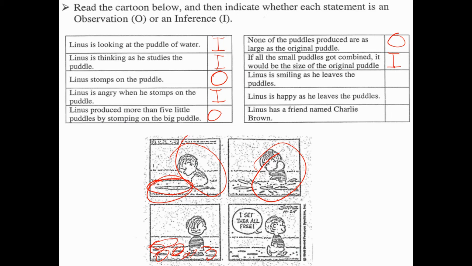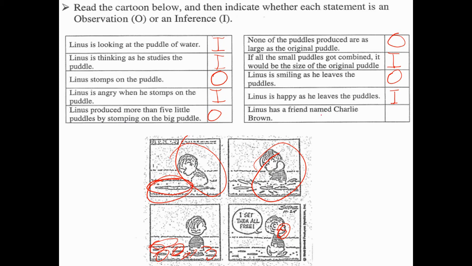Linus is smiling as he leaves the puddle. Yep, that's true. Linus is smiling. That's an observation. Linus is happy. We don't know that. That's an inference. He could be mad still. There's a lot of people who put on a smiley face when they're mad, pretending to be happy. So we don't know that. So that would be an inference.